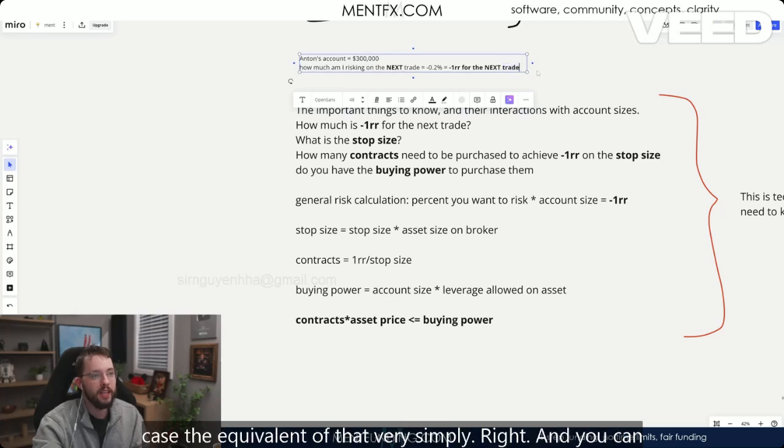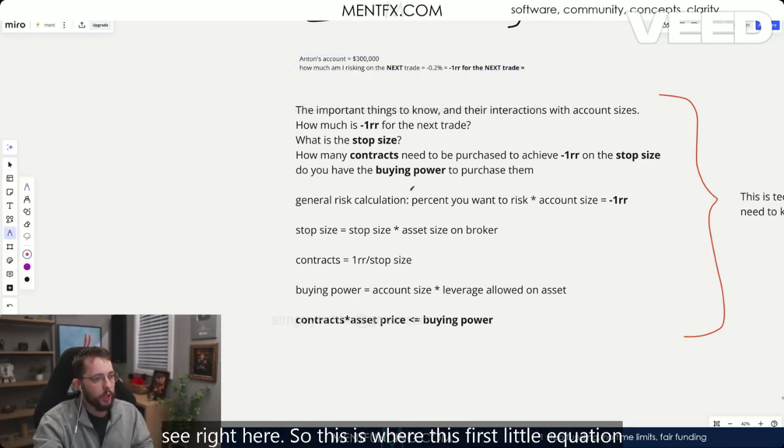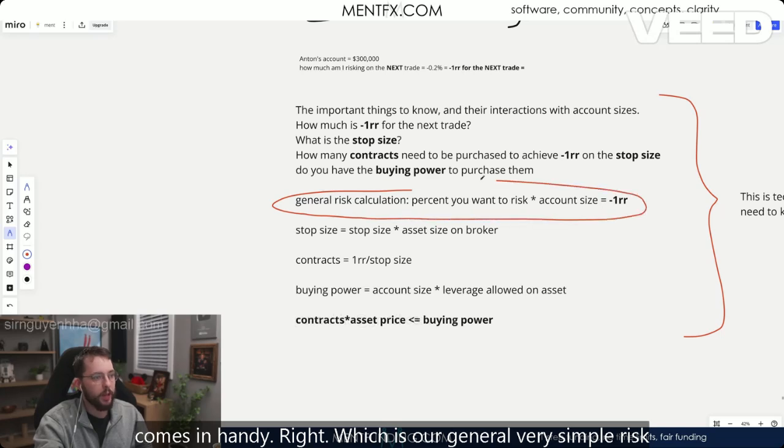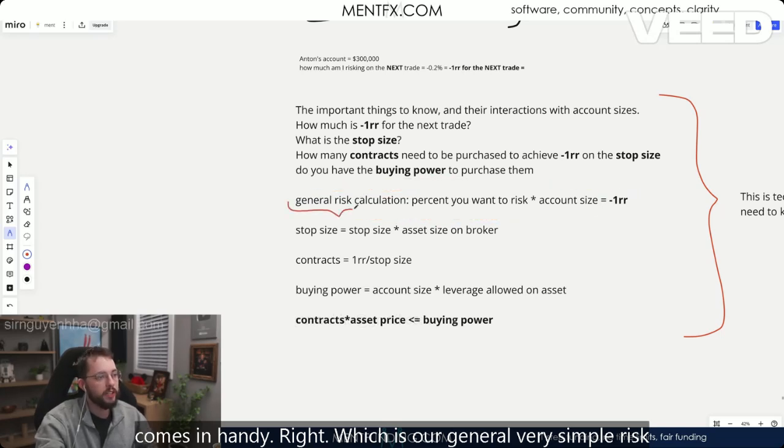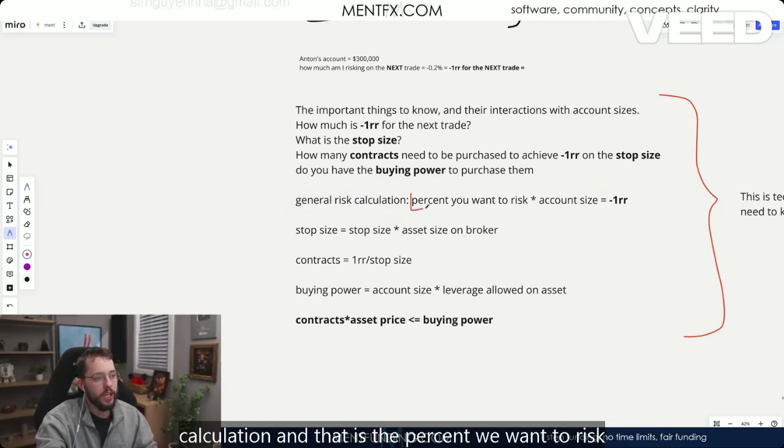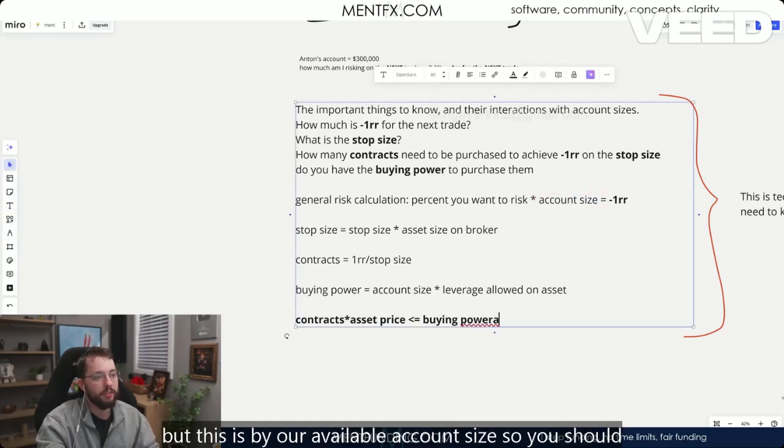Which means in this case, the equivalent of that, very simply. And you can see right here, this is where this first little equation comes in handy, which is our general, very simple risk calculation. That is the percent we want to risk multiplied by our account size. This is very important, but this is by our available account size. So you should write this down.